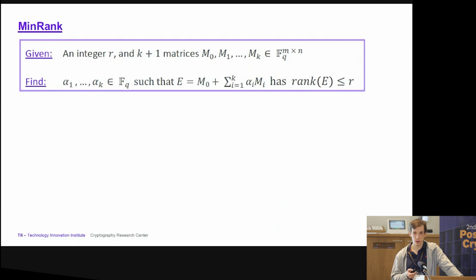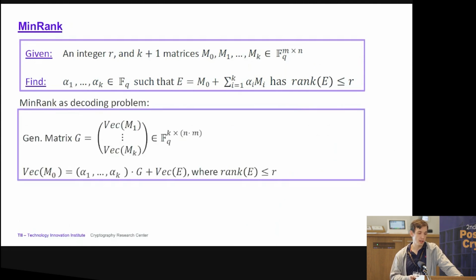Often you hear that min-rank based schemes fall into the realm of rank metric decoding based schemes, and this is because you can also give a slightly different formulation or interpretation of the problem, where you consider the matrix G, which has as rows the vector representations of these matrices, and this is a generator matrix for a code. You interpret M0 as a faulty code word, in the sense that the code word is a linear combination of those matrices, alpha 1 to alpha k times the generator matrix, plus the error, where the error is the low rank matrix that you have to find. So finding the low rank matrix is actually decoding the faulty code word defined by M0.